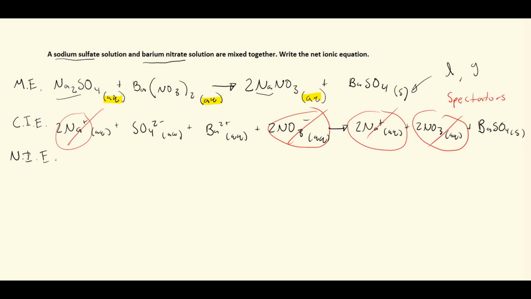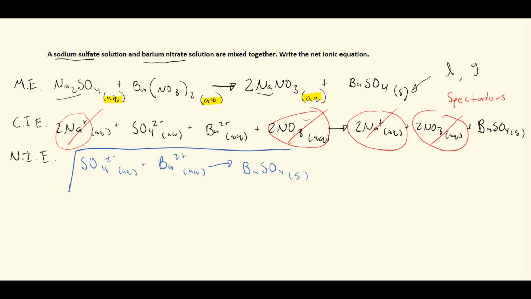And then once we got rid of all the spectators, we can go ahead and write our net ionic equation. So our net ionic equation is sulfate ion plus barium 2+ ion yielding solid barium sulfate. And this is it. This is our net ionic equation. And this tells us that when we mix these two solutions, this is the reaction that's actually taking place. Alright, let's take a look at another one.